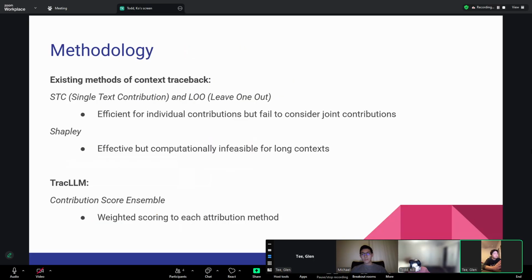As for the methodology, certain methods of context traceback do already exist, but they have their weaknesses. STC and LOO work efficiently when single texts contribute to the output, but they struggle when multiple texts may jointly contribute to the output. Shapley is effective in theory, however, it becomes computationally infeasible for very long contexts. TracLLM combines these methods of context traceback in an ensemble, which in theory is more effective than any method individually, while also being computationally cheaper.